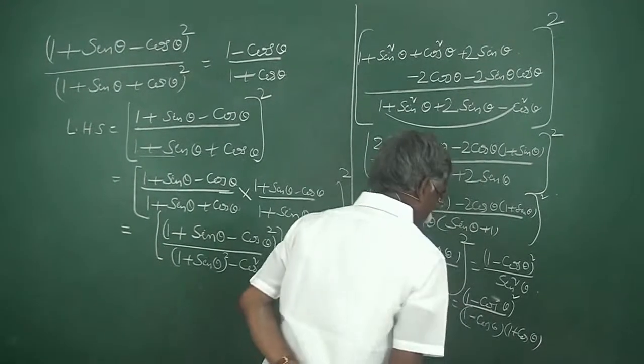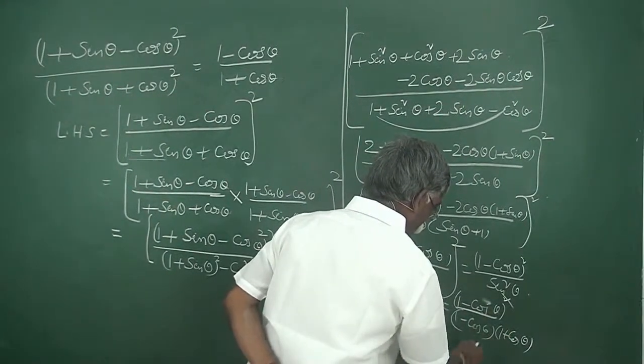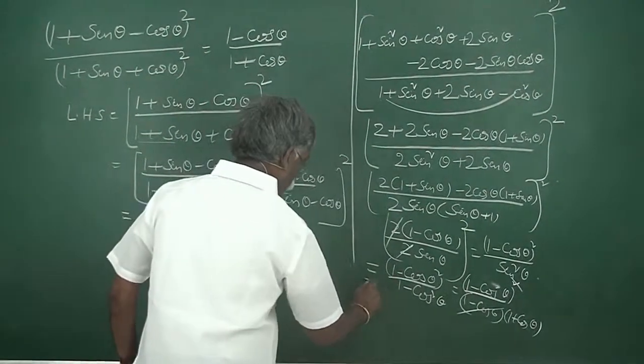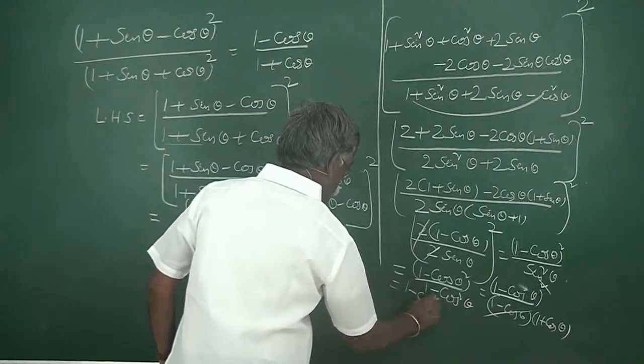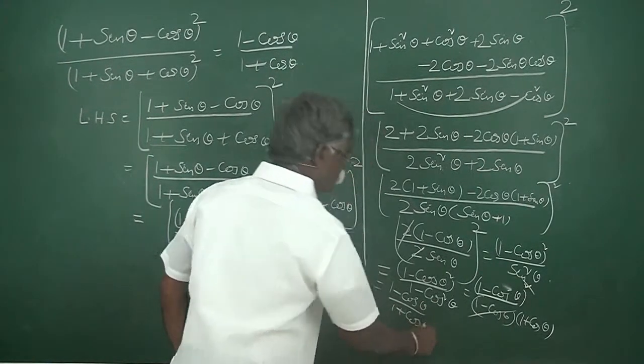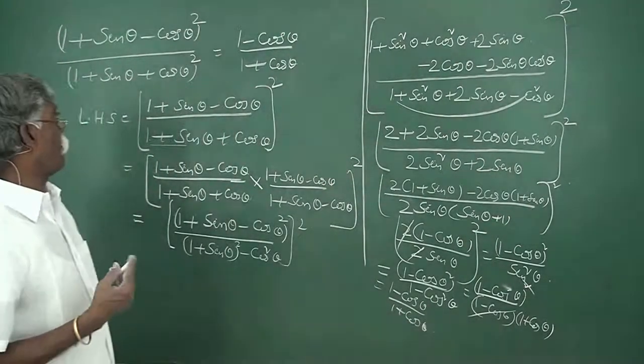1 plus cos theta. Therefore the square and this cancel. Therefore the answer remaining is (1 minus cos theta) by (1 plus cos theta). A lengthier problem, of course.